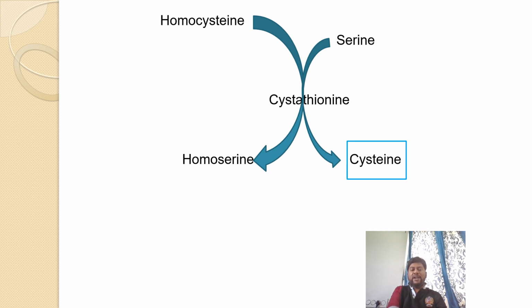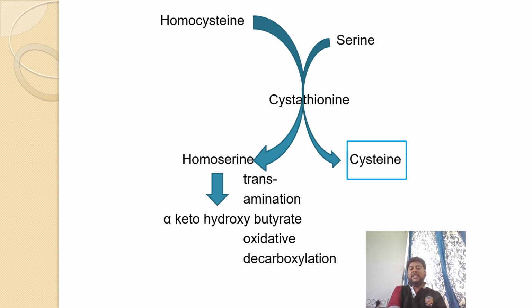Okay, so after donating the sulfur atom to the cysteine, the remaining carbon skeleton, the homoserine, will undergo a transamination process and an oxidative decarboxylation process, and ultimately it will be converted to propionyl CoA. This propionyl CoA formed in turn will enter the TCA cycle as succinyl CoA. Through succinyl CoA, it will be utilized for gluconeogenesis.